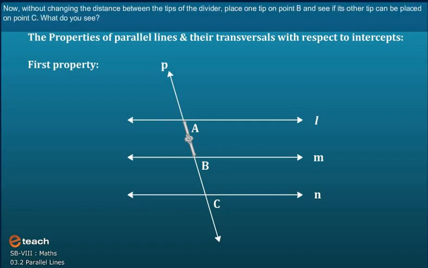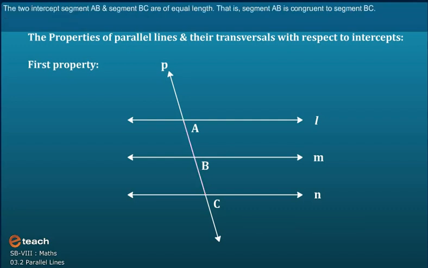Now students, without changing the distance between the tips of the divider, place one tip on the point B and see if its other tip can be placed on the point C. What do you see? The two intercept segments AB and segment BC are of equal length. That is, segment AB is congruent to segment BC.